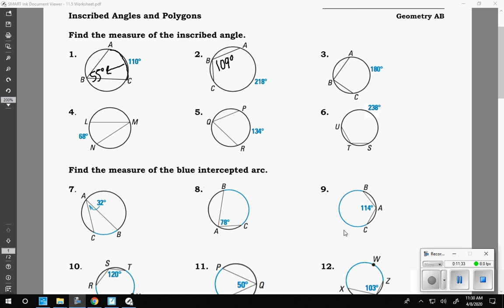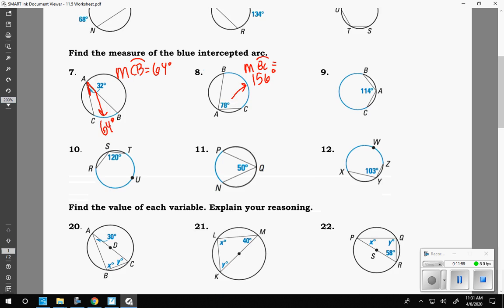Next, find the measure of the blue intercepted arc. So they give us the inscribed angle here, so we need to multiply that by 2 to get 64 degrees. So the measure of arc CB equals 64 degrees. So number 8, again, we have to double this, and we get 156 degrees. And that's the measure of arc BC. So that's all you do for that section.